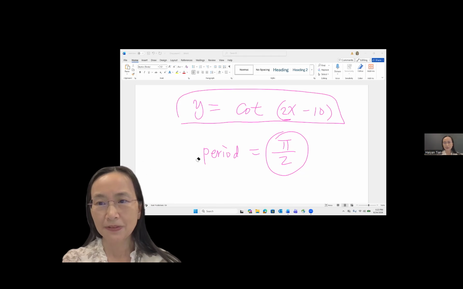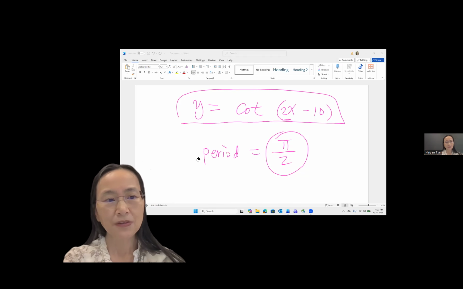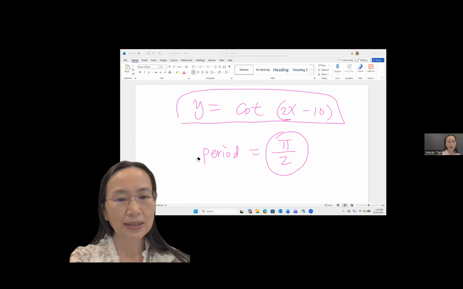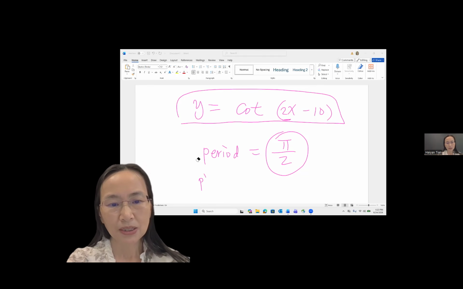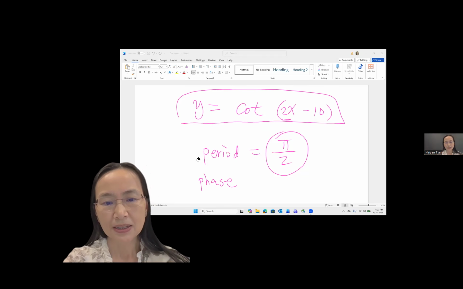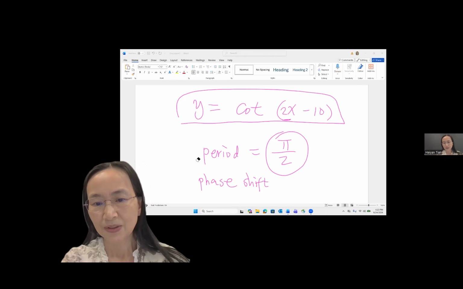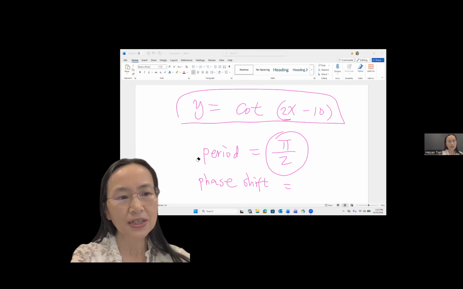What about phase shift? Can we determine its phase shift? Yes. So we can continue to determine the phase shift of this given function. Let's take a look at the function.